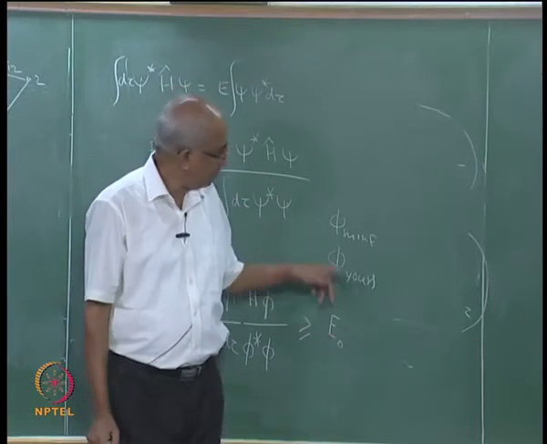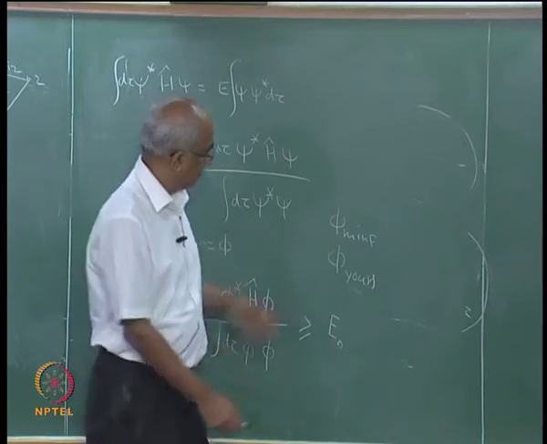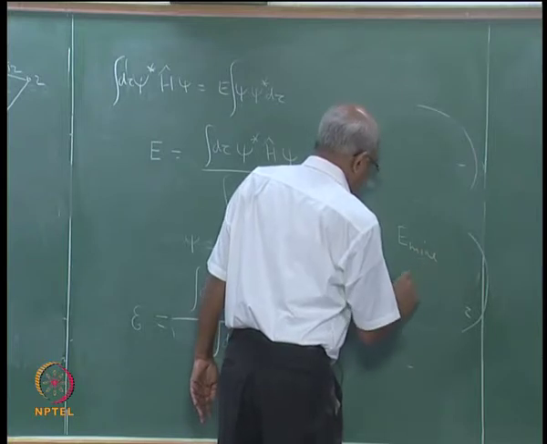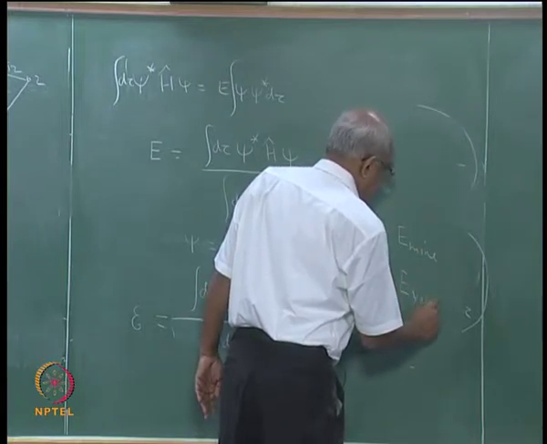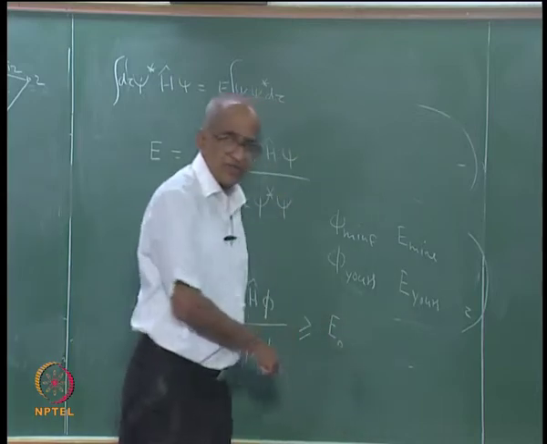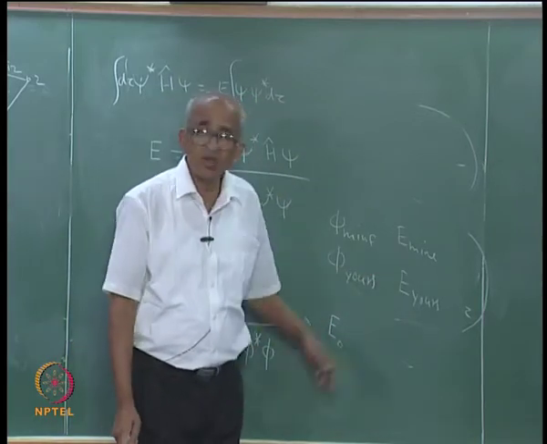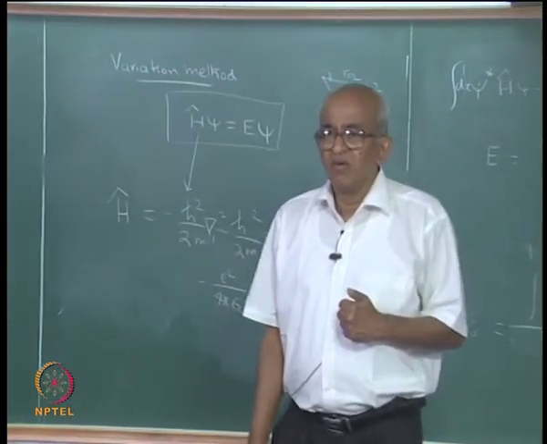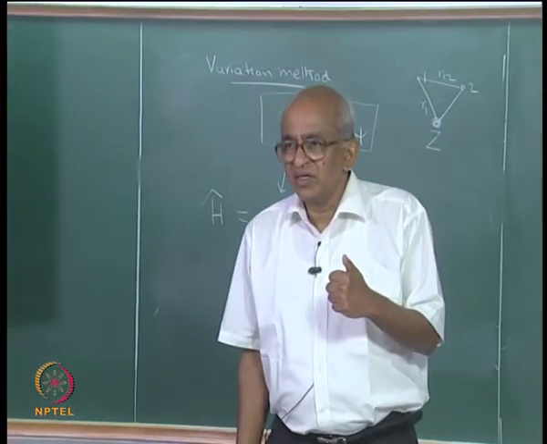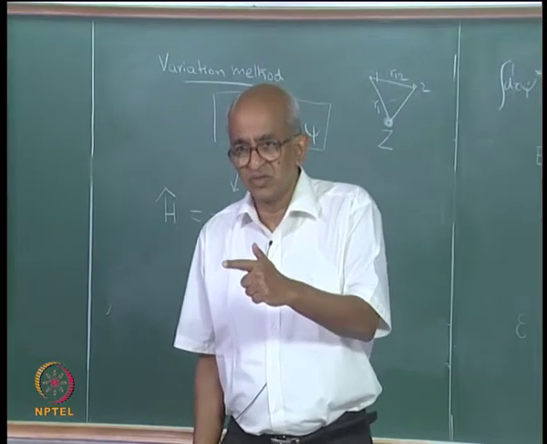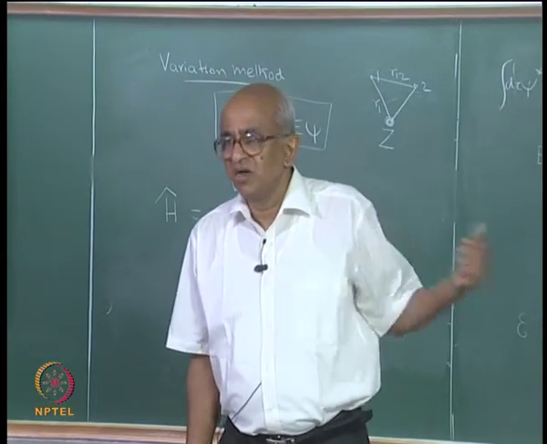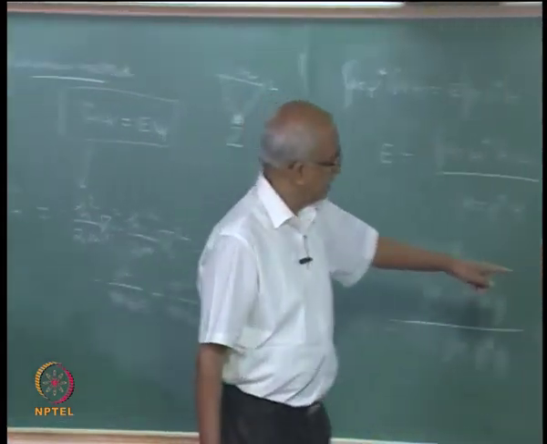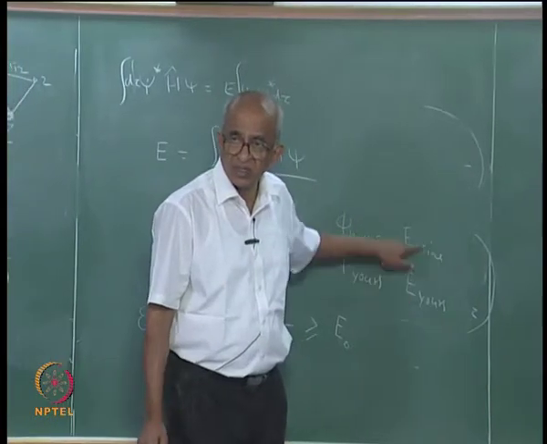Okay. And suppose you get two such values. For the first one I get E mine, and the second I get E yours. Both are greater than E0. So, which one among these two will you choose as the better approximation? The one that is closer to E0, which one would that be? That will be the one which is lower among these two, right.